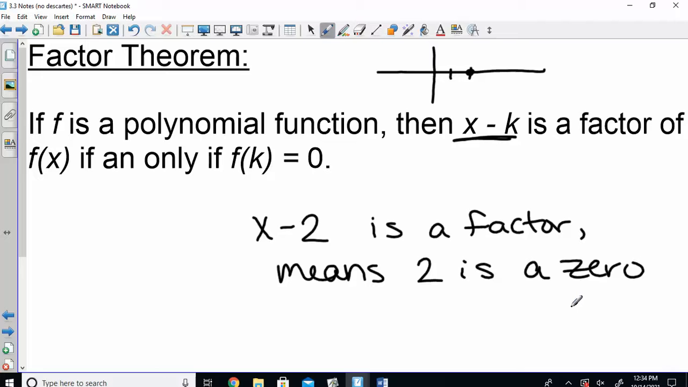A zero is just the number itself. When I ask about a factor, that has the x with it. So if I said negative 5 is a zero, what would my factor be? x plus 5. That means x plus 5 divides it evenly. You get 0 as a remainder.